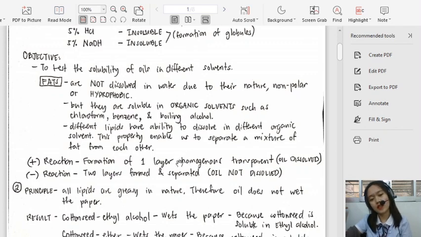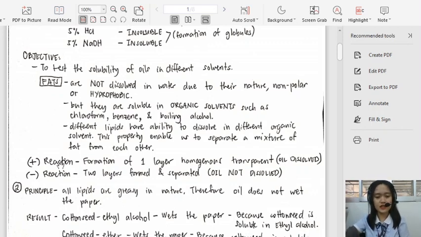Homogeneous, ano ang meaning ng homogeneous? Isang phase na pareho. Okay? Kabaliktaran ng heterogeneous. Okay? Heterogeneous means composed of different or many elements. Homogeneous is composed of only one similar element. Okay? So, ganito ang example ng homogeneous. Isang phase lang, wala kang nakikitang ibang included sa kanya.